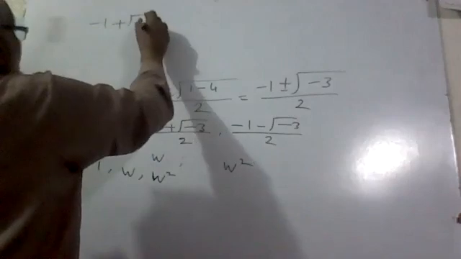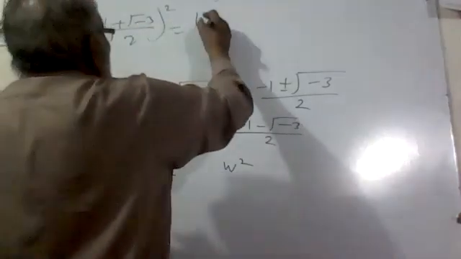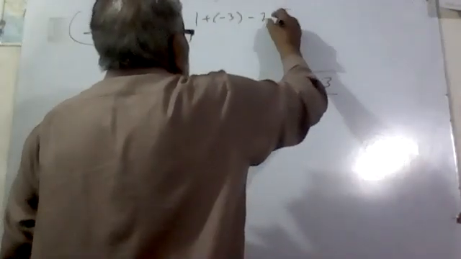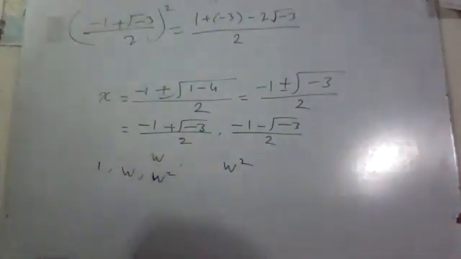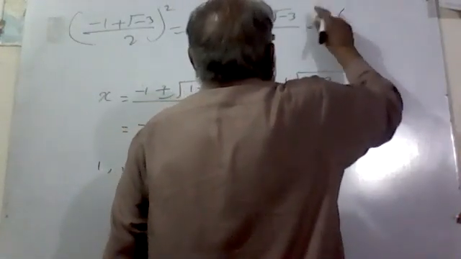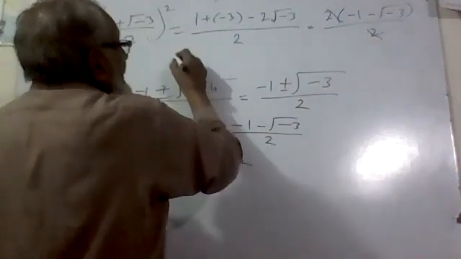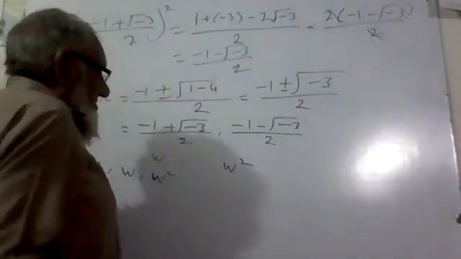Minus 1 plus under root minus 3 over 2, whole square, will give you 1 plus minus 3, then minus 2 into under root minus 3, divided by 2, and you are getting this as, 2 common, you get minus 1 minus under root minus 3 over 2. This cancels, and we are getting the second root, minus 1 minus under root minus 3 over 2, which is omega square.